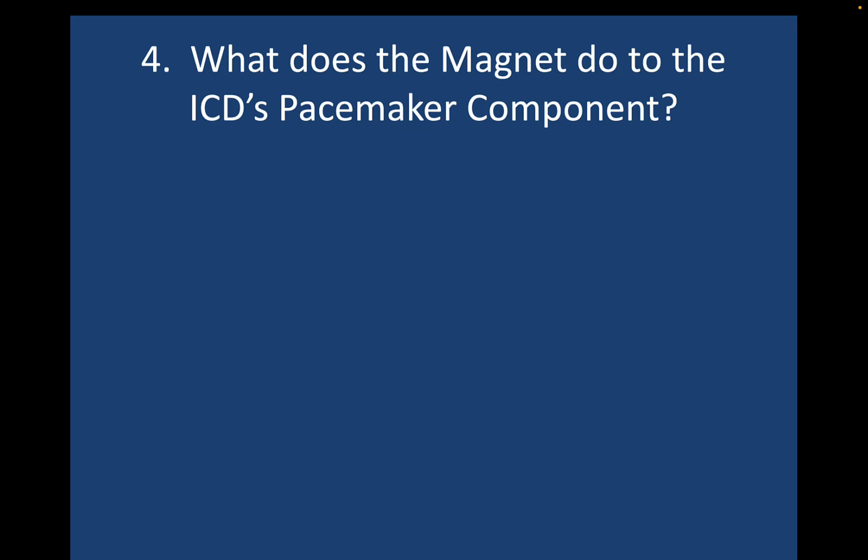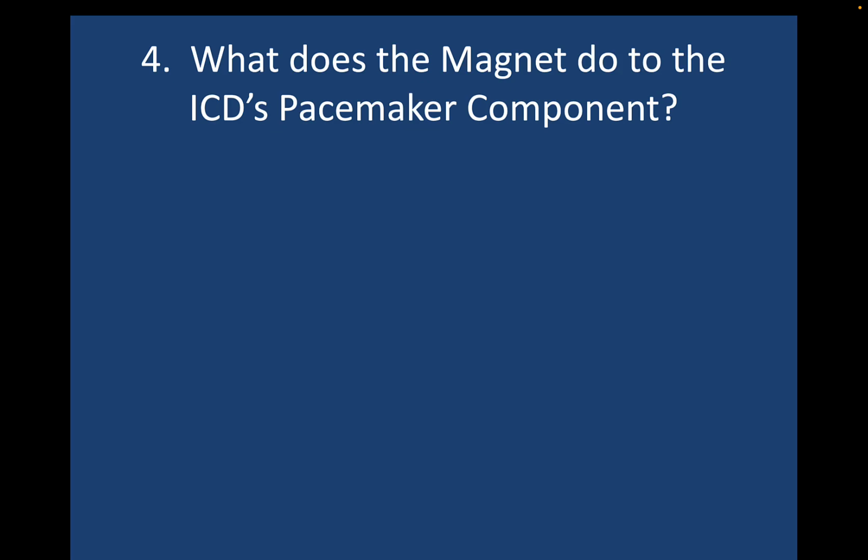Number 4 is also pretty straightforward. What does the magnet do to the ICD's pacemaker component? Now, if you think about a pacemaker, not an ICD, and you put a magnet on it, 99.5% of the time, the pacemaker is going to pace in an asynchronous mode at a manufacturer-specific rate: 85 for Medtronic, 90 for Biotronik, 98 for Abbott, and 100 for Boston Scientific.